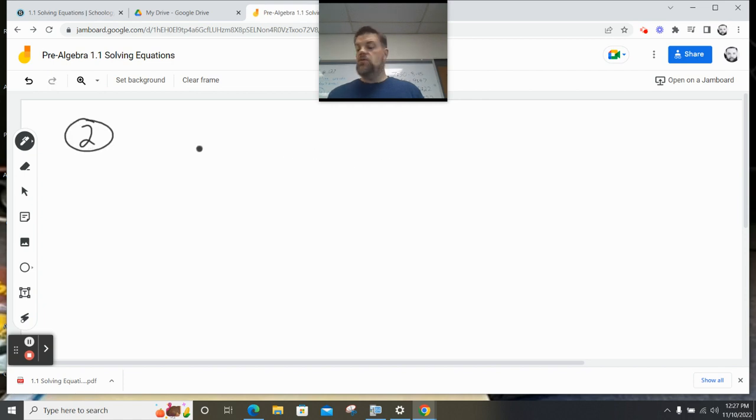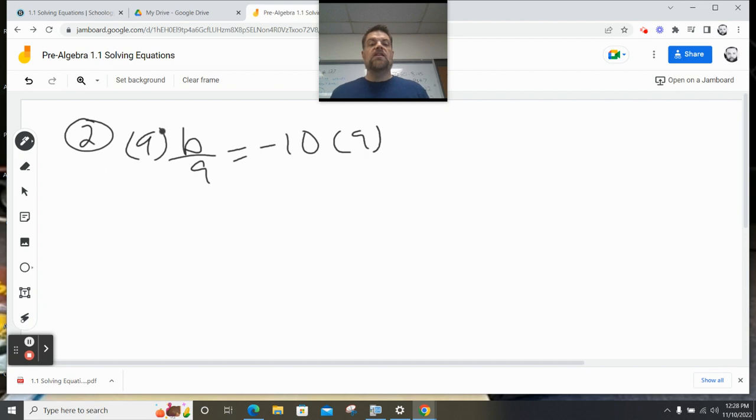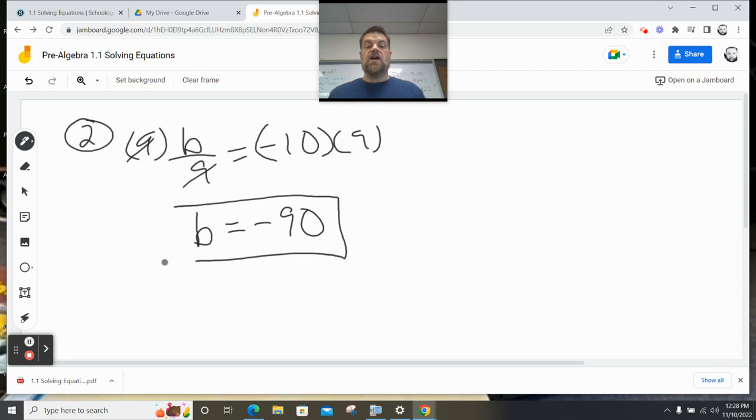For problem number 2, I've got b divided by 9 equals negative 10. What do you think we should do, guys? Yeah, we're just going to multiply by 9. Whatever I do on one side, I have to do on the other. The 9s cancel. Well, they reduce down to 1. What's 1 times b? 1b. We don't need to write the 1 down. Now, what's negative 10 times negative 9? Negative 90. That's it for that one.